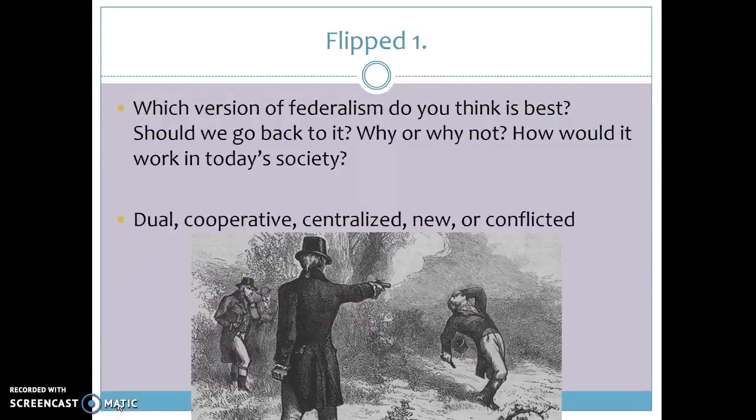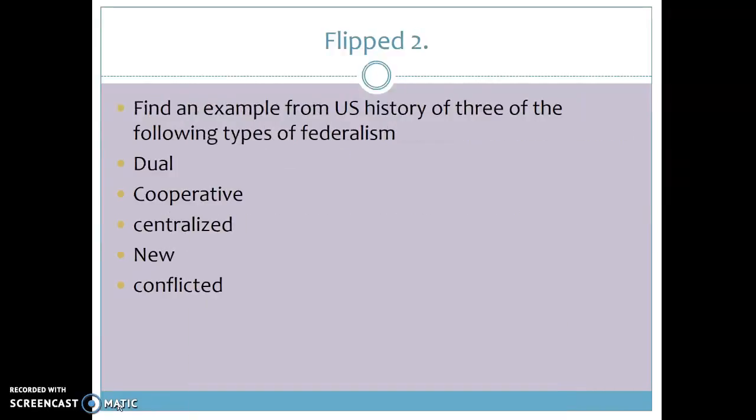Having said that, these are a lot of different types of federalism. The ones that you're most likely to see on your AP exam will be dual, cooperative, and new. But I wanted to pull out the other two because they are emerging political scientific theories that show some of the nuance within the types of federalism.